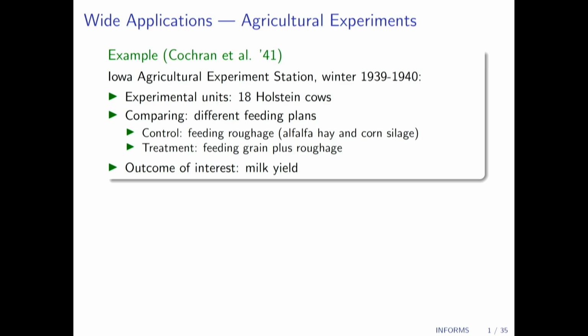In this setup, they run an experiment on different feeding plans, whether they feed the roughage or the grain to their cows. They run this experiment over the winter time, and they have 18 cows at that time, and they're trying to understand the effect of the different feeding plans on the milk yield.